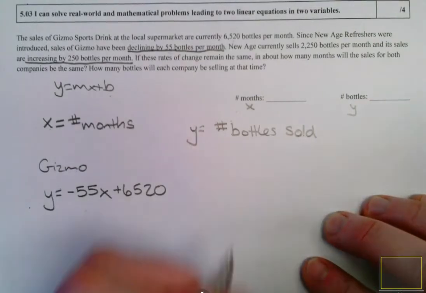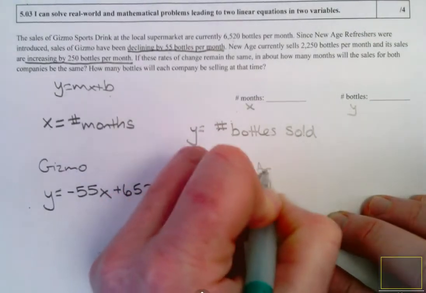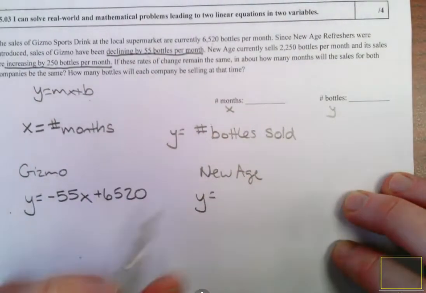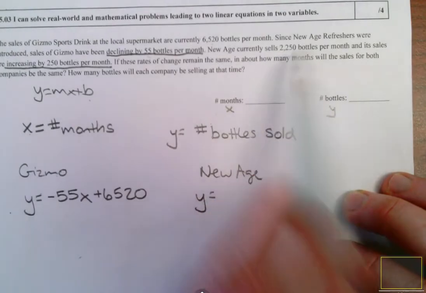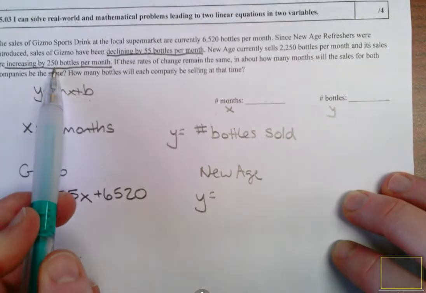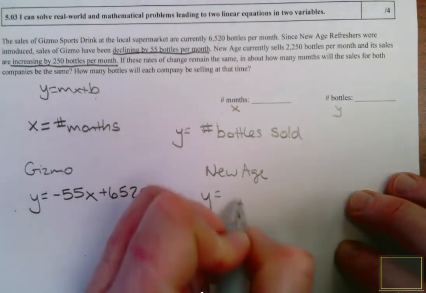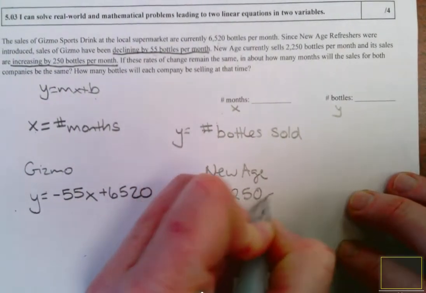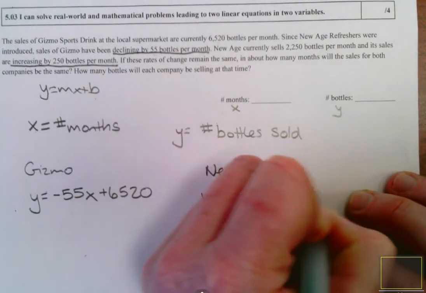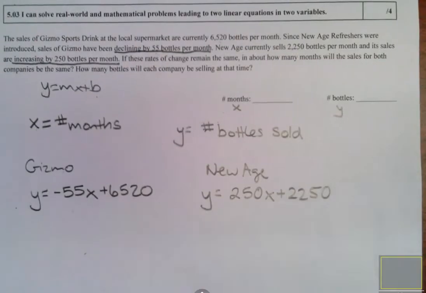And then we have New Age. And New Age, let's see, it sells 2,250. That's its beginning amount, and it's increasing by 250. Wow, it's really increasing. 250 for every month that passes, and we started with 2,250. So the question is, after how many months will the sales for both companies be the same, and how many bottles will each company be selling?